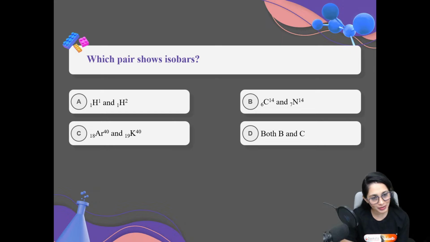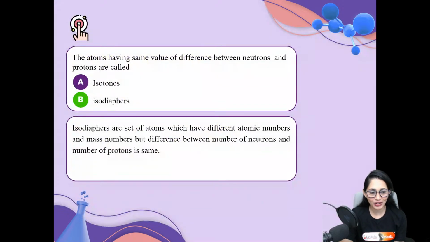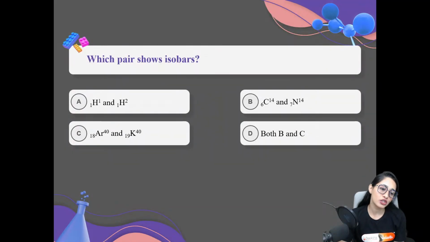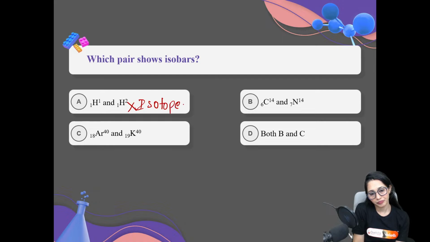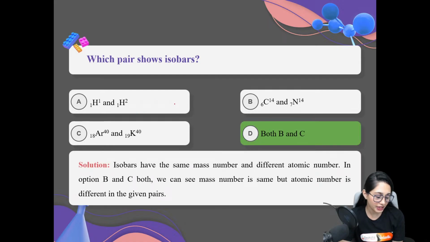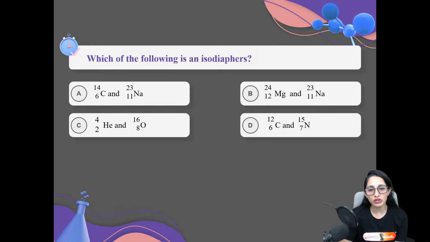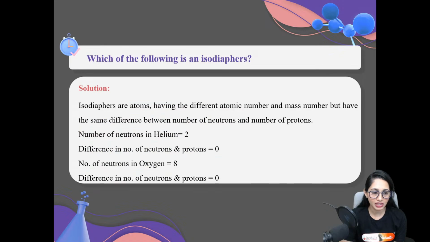Option B is the right answer, Vignesh. How did you know? We didn't even talk about isodiaphers. But very good. Which one shows isobars here? Isobars are the atoms of different elements having the same mass number but different atomic number. This is not isobars, this is isotopes. What will be the answer? D. Both B and C are the right answer. Next, which of the following is an isodiaphers?